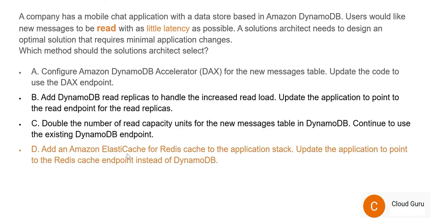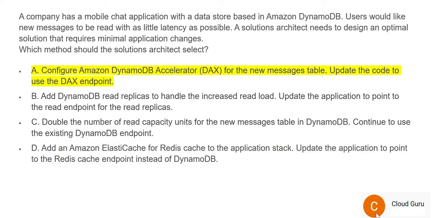This is wrong. Thumb rule: with DynamoDB, you never use ElastiCache. With DynamoDB, you always use DAX. Okay, so D is wrong. I'm not even going to explain it. So this is the right answer.